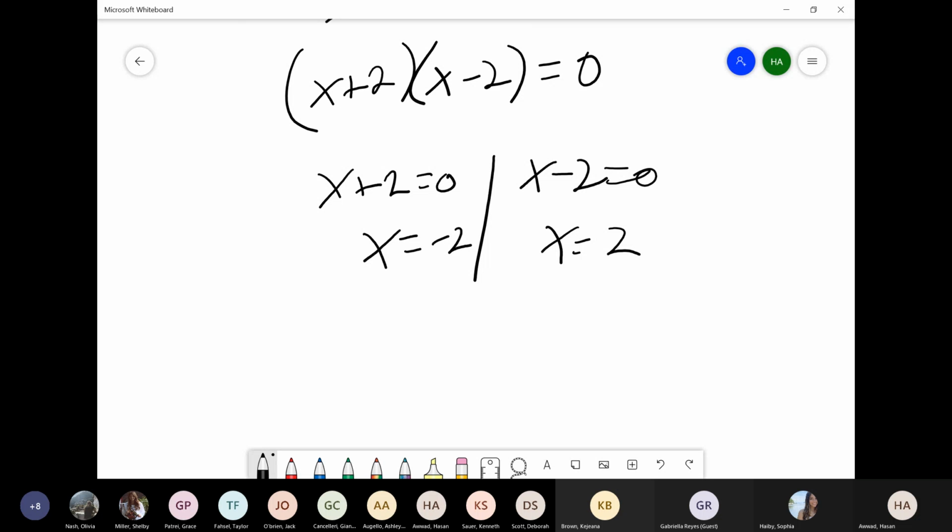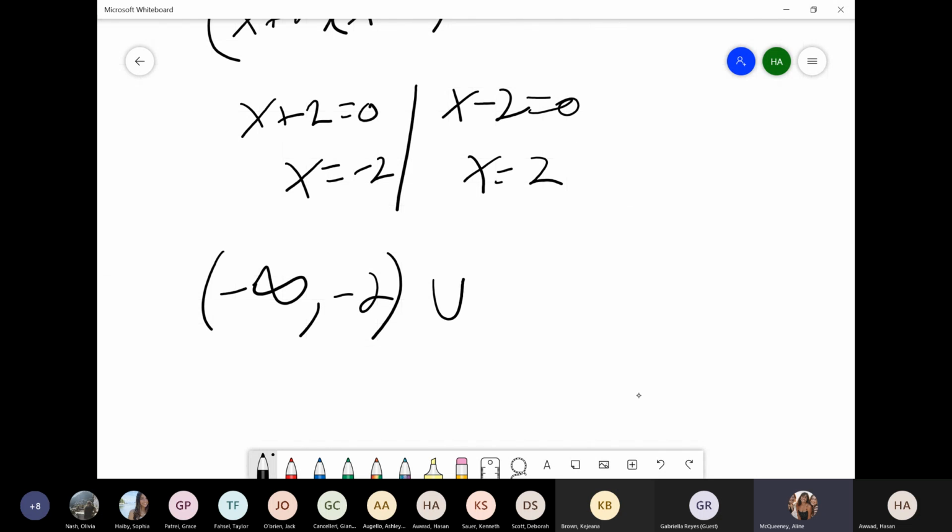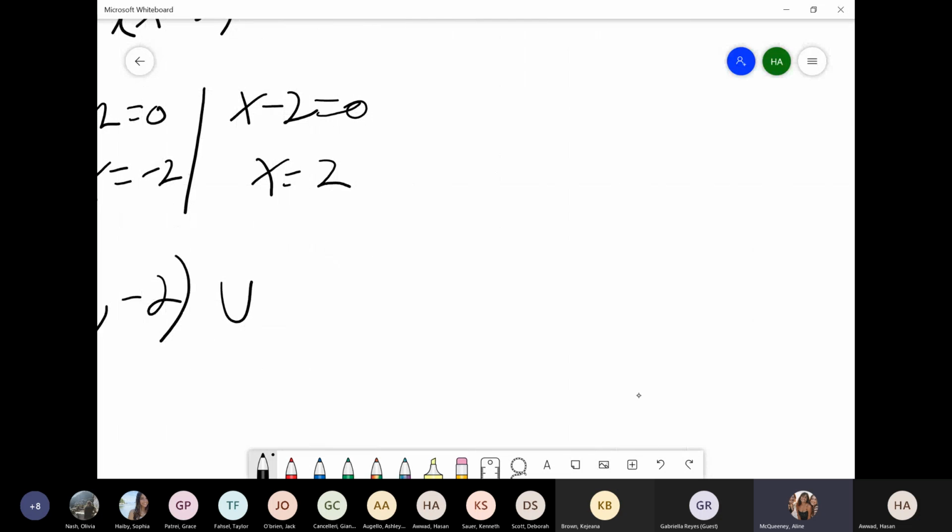So would it be -infinity, parentheses, and then -2, parentheses, and then union, parentheses 2, and then infinity, parentheses? Okay, so you're saying that, for example... Okay, so you are 2/3 of the way there.